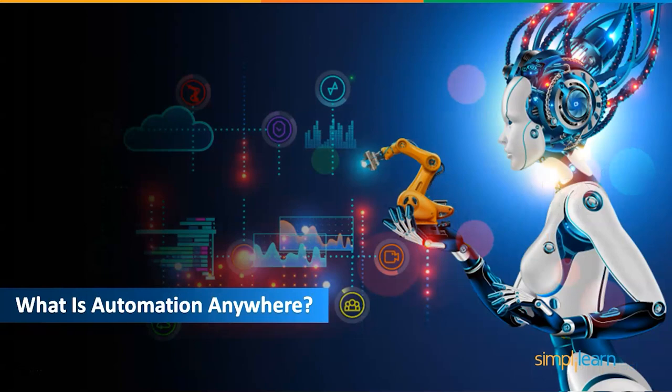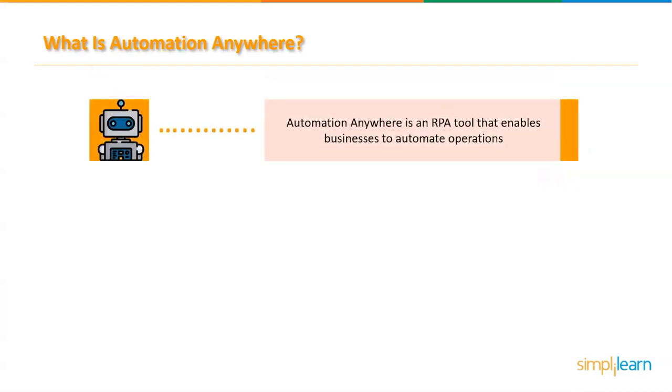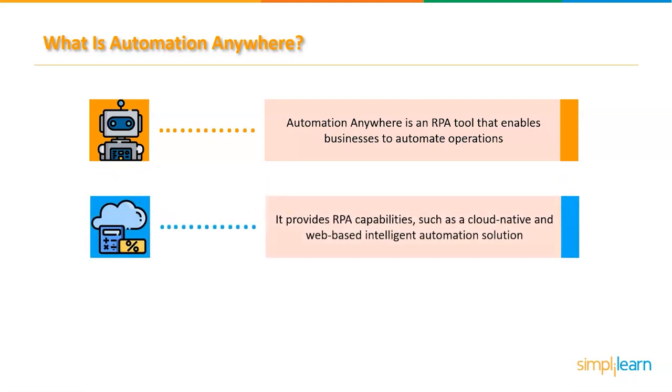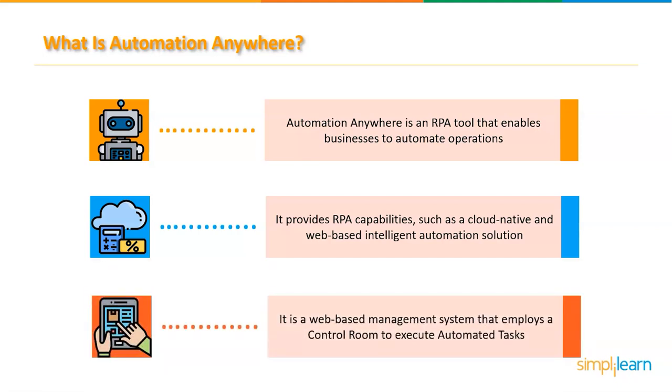What is Automation Anywhere? Automation Anywhere is a well-known robotic process automation tool that enables businesses to automate end-to-end business operations. Automation Anywhere provides powerful and user-friendly RPA capabilities, such as a cloud-native, web-based intelligent automation solution for automating any complex task. It is a web-based management system that employs a control room to execute automated tasks. It improves the efficiency of business processes and reduces the need for human labor.